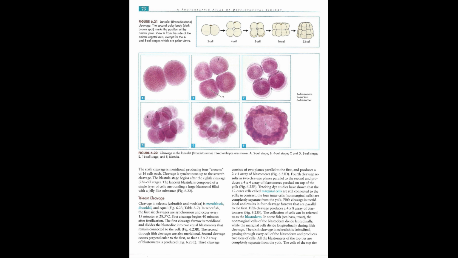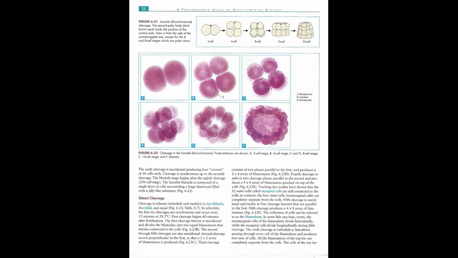Second cleavage occurs perpendicular to the first, so that a 2x2 array of blastomeres is produced, Fig 6.23c. Third cleavage consists of 2 planes parallel to the first, and produces a 2x4 array of blastomeres, Fig 6.23d. Fourth cleavage results in 2 cleavage planes parallel to the second and produces a 4x4 array of blastomeres perched on top of the yolk, Fig 6.23e.